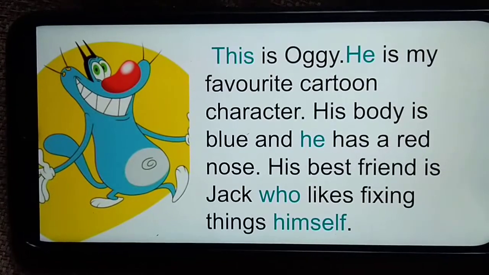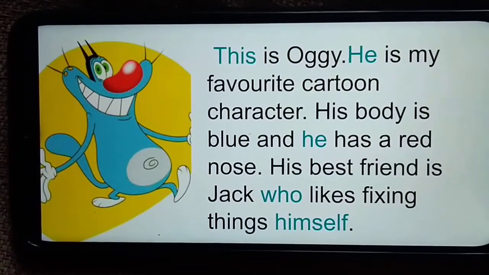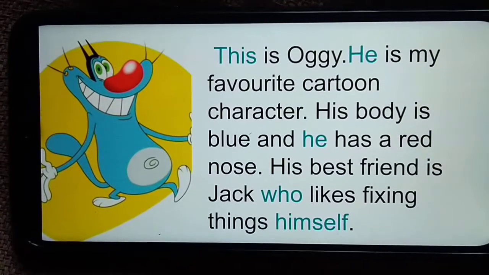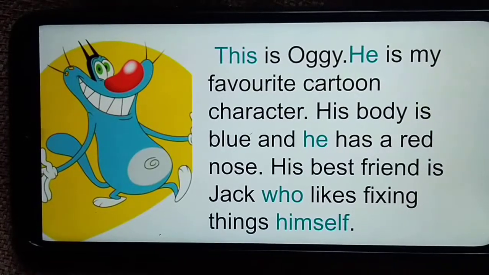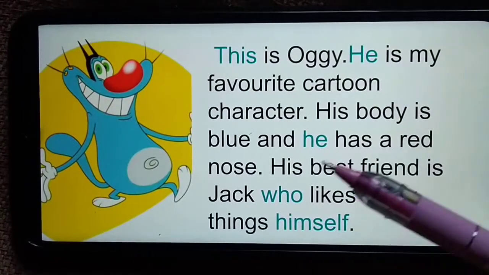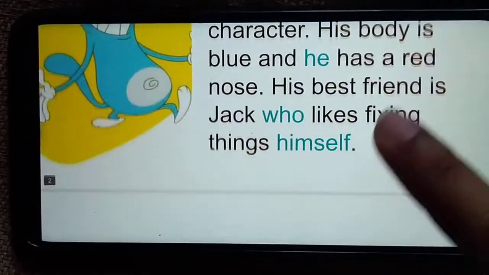This is Ogi. He is a cartoon character. His body is blue and he has a red nose. His best friend is Jack, who likes fixing things himself. Well, all the highlighted words in the para are pronouns.